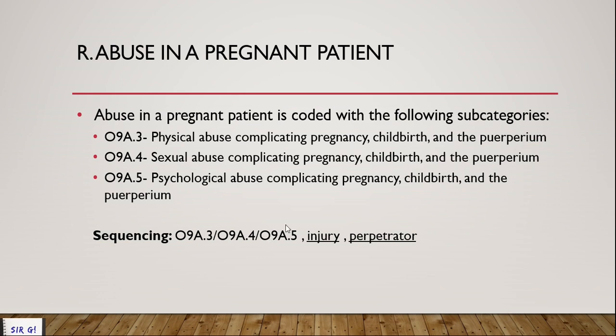Now, remember, abuse may result in an injury. If there's an injury, it is coded with your injury code, and you have your perpetrator, meaning the person who abused you. We have a code for that, for example, if it's the husband. You need to code for the perpetrator. Okay? I think that ends your chapter 15.